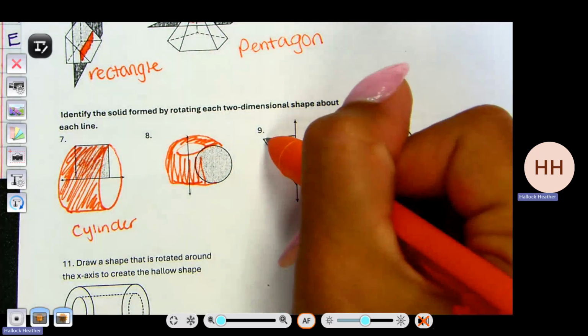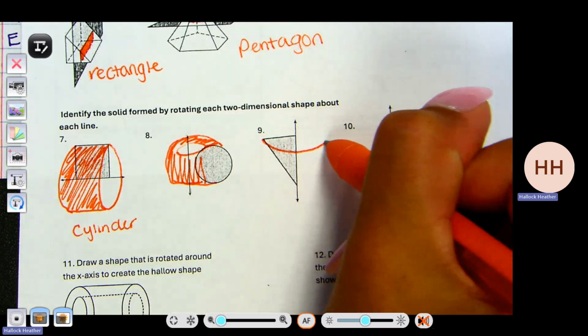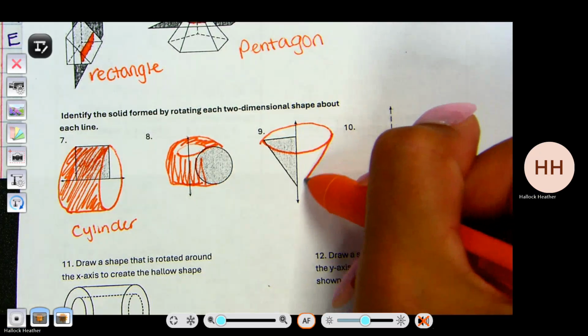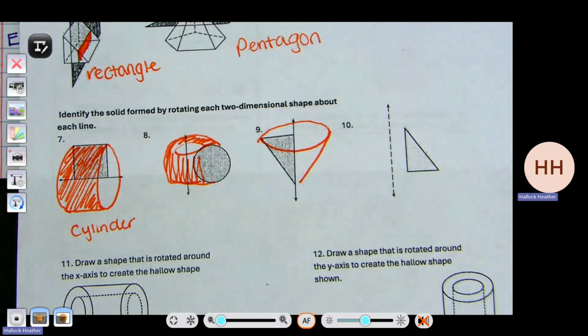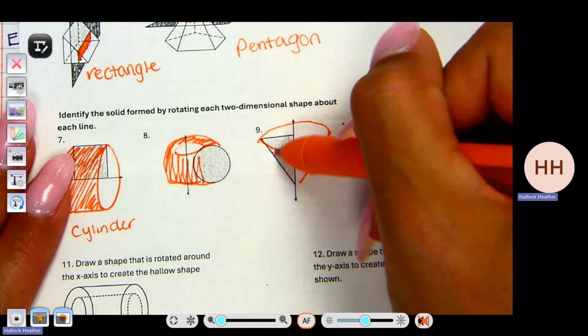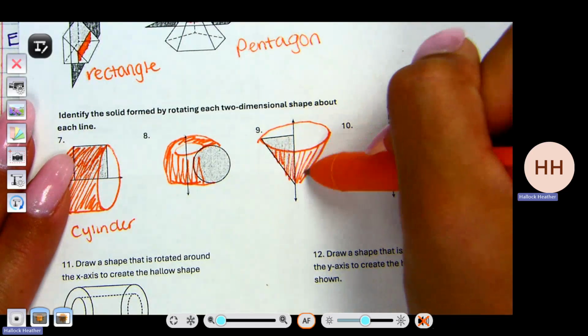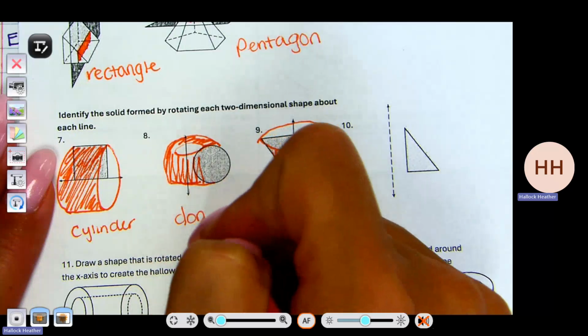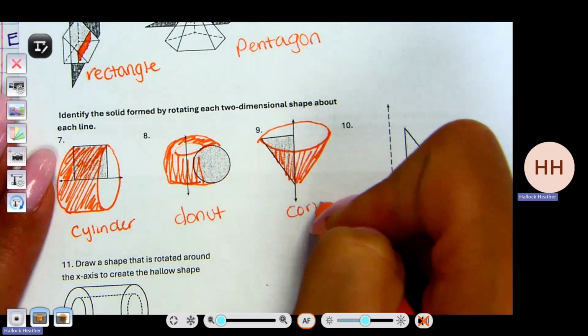If I rotate this around, I looked for like 30 minutes for an online representation of this, like a 30-second clip showing it, but there was nothing. I could not find anything, because either people get this or they don't, but it's rotating around. So this is representing, let me write donut. This is a cone.